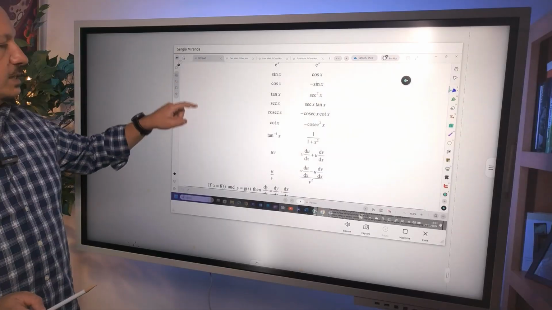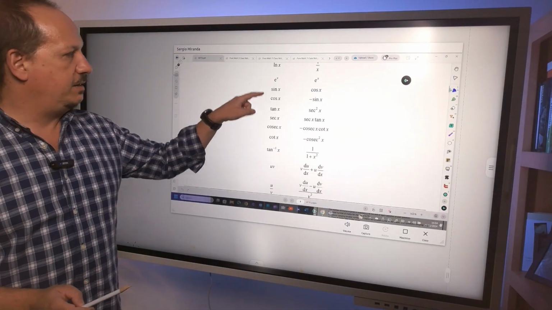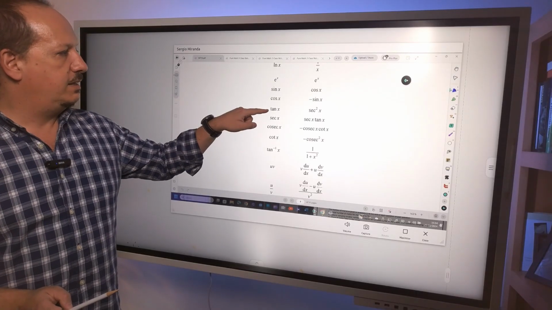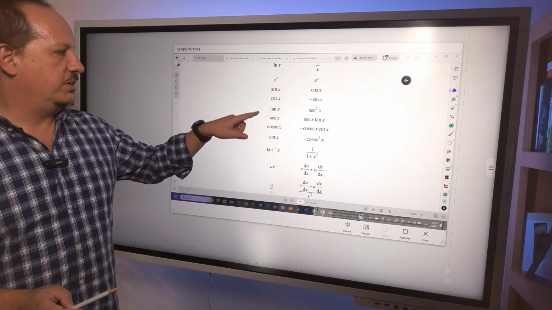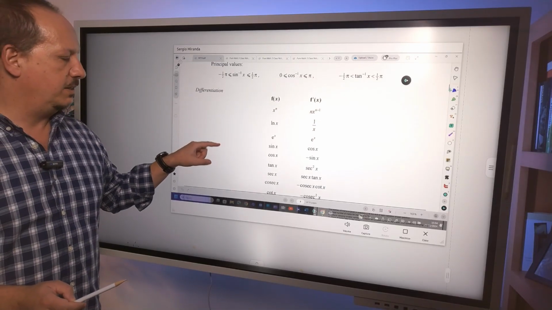Again, these results can be found here in the MF19. Sine, cosine, tan. Then you have here also for the sec, the cosec, and the cot, but you don't need to know this for now.